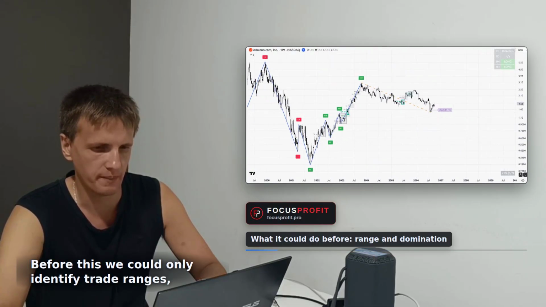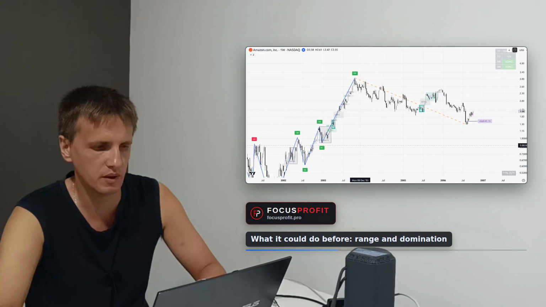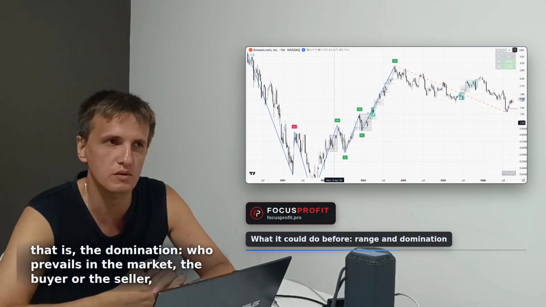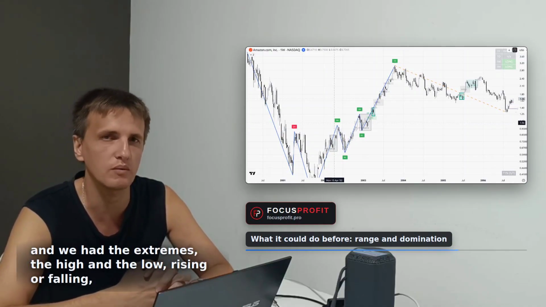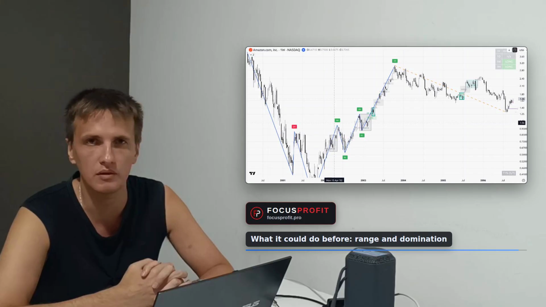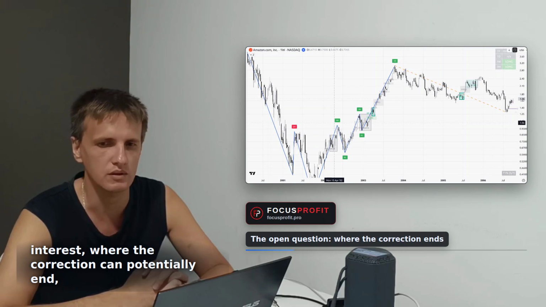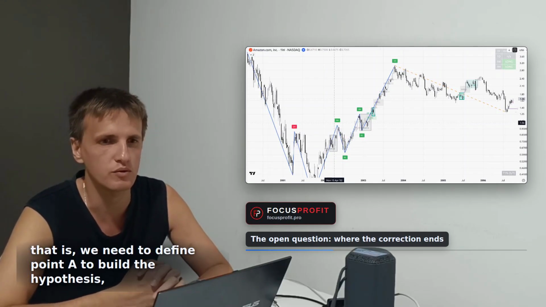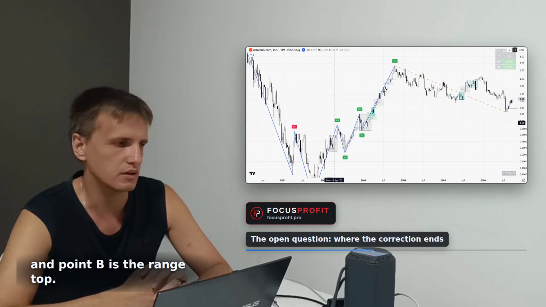Before this, we could only identify trade ranges. That is, the domination, who prevails in the market, the buyer or the seller, and we had the extremes, the high and the low, rising or falling, and the domination followed from that. But one open question was left. The zone of interest, where the correction can potentially end. That is, we need to define point A to build the hypothesis. And point B is the range top.